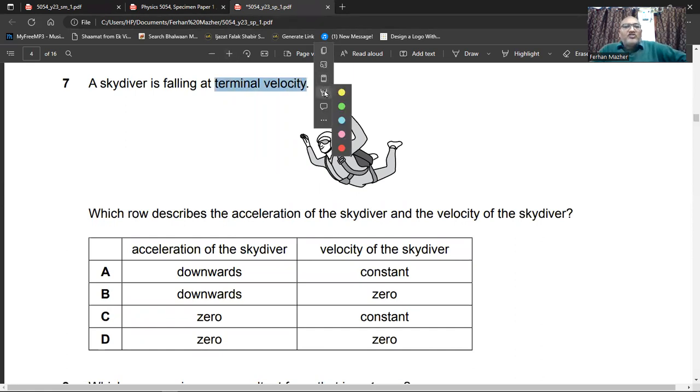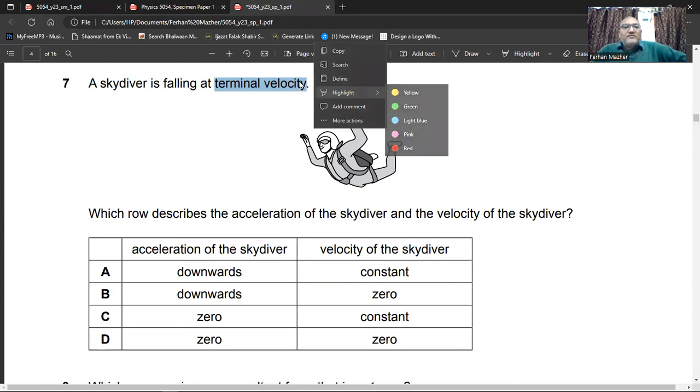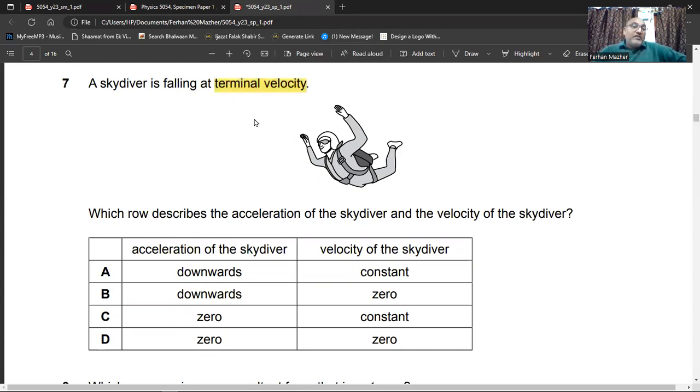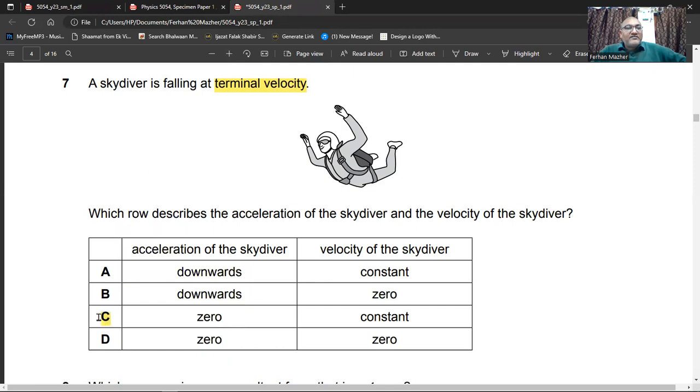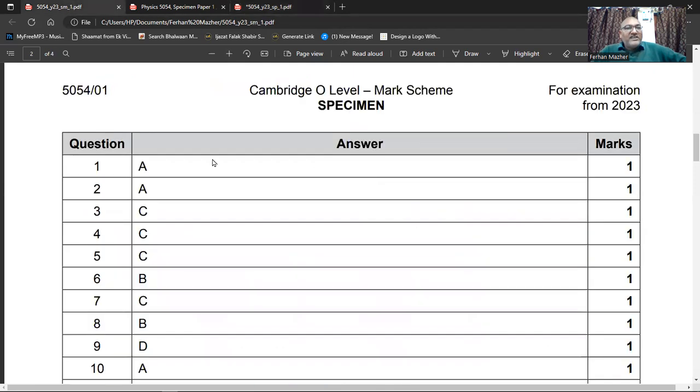Terminal velocity means that it's falling down at a constant speed. So when you are falling down at a constant speed, your acceleration becomes zero and your velocity becomes constant. So the acceleration will be zero and the velocity will be constant. So I think C is the right choice.